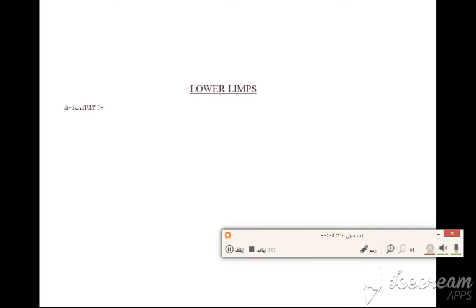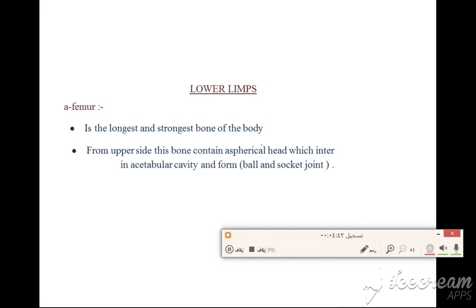Lower limbs consist of this part, femur. The femur is the longest and the strongest bone in the body. From the upper side, this bone contains a spherical head which enters the acetabular cavity and forms a ball and socket joint. From the bottom, femur is articulated with tibia by knee joint.